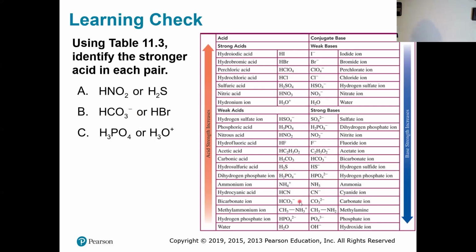HCO3 minus versus HBr. HBr is a strong acid, so we didn't even have to look at that. And then H3PO4 versus H3O plus. H3O plus is the definition of the acid ion, so this is going to be the strong one here. So here, here, and here.